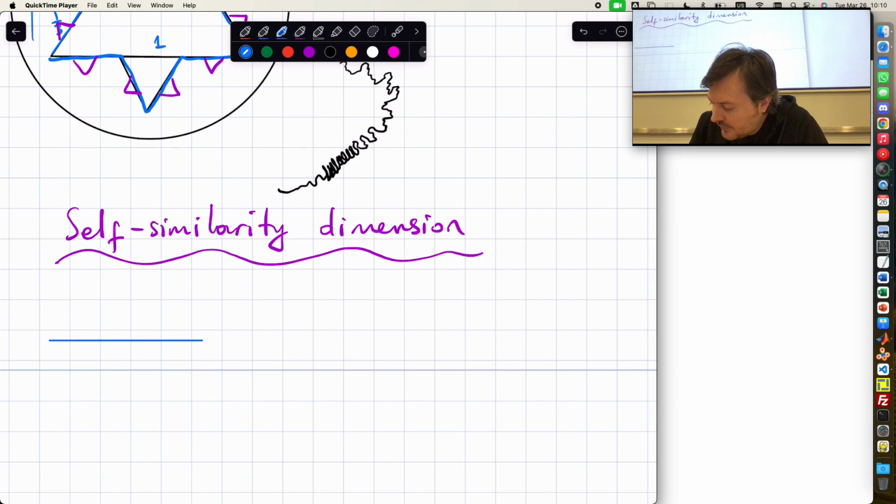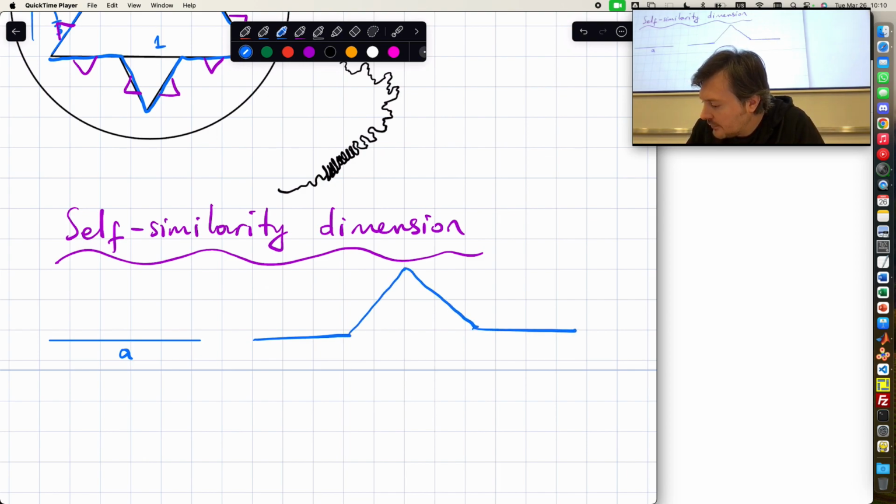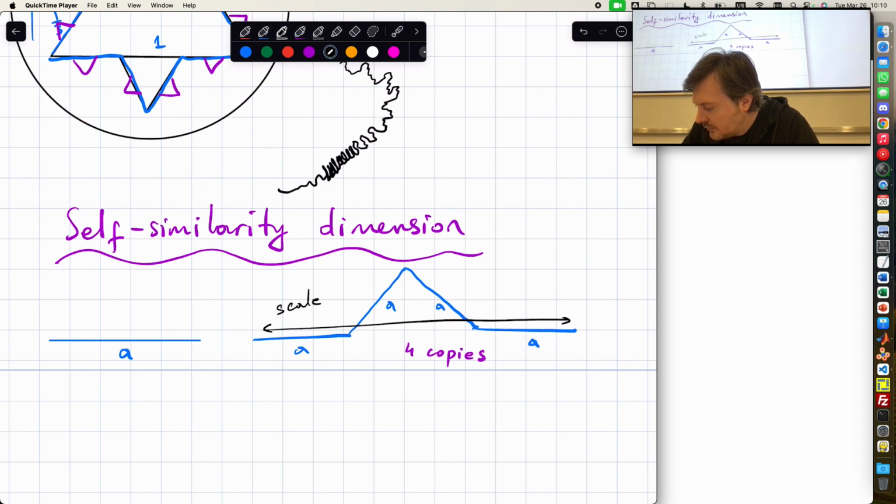So I have a stick of size A, okay. Then I take 4 copies of this stick, put it like this, A. So I have 4 copies. And the scaling is 3A. Scale is multiplied by 3. Do you agree? So I take one stick, put 4 copies, and made it go 3 times larger.